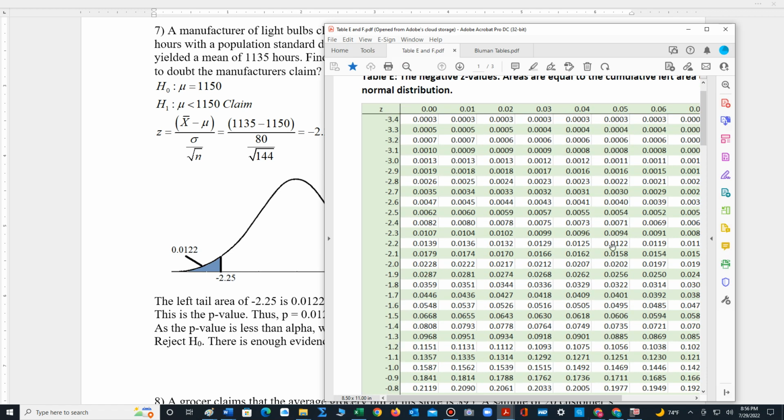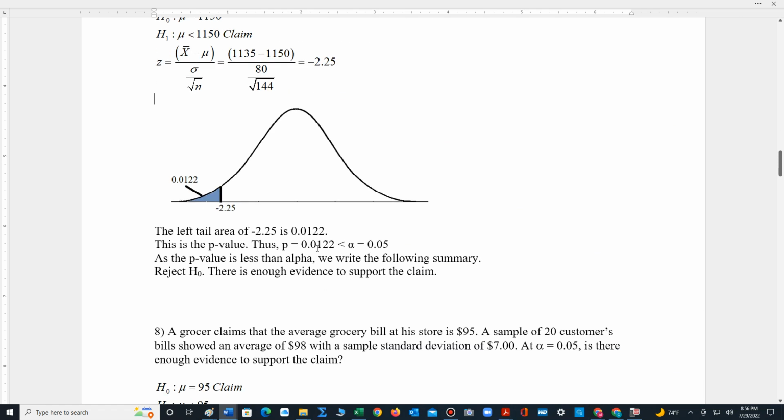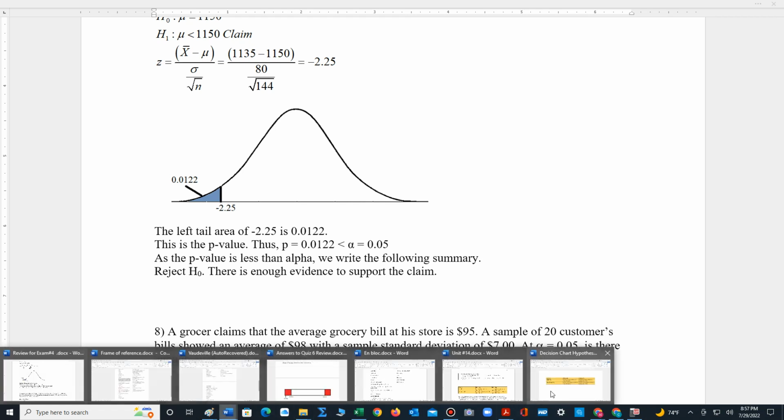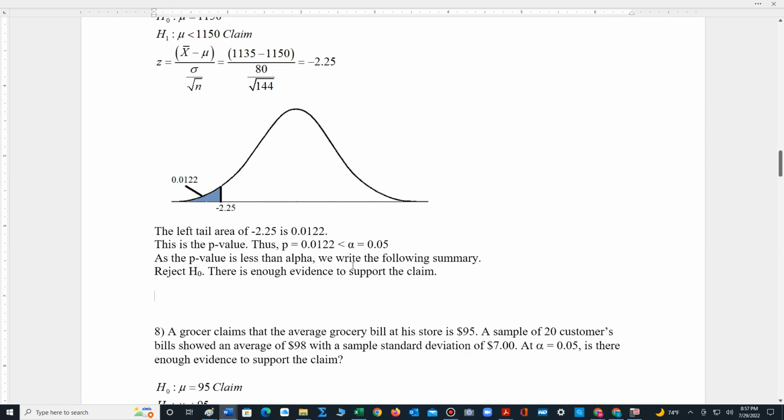Negative 2.25 is 0.0122. So that's this area. Since it's a one-tail test, that's our p-value. The p-value is 0.0122. It's less than alpha. Alpha is 0.05, so we reject H naught. And then let's look at the summary chart to review how we summarize. In this case, the claim is H1, and we rejected H naught, so we put there is enough evidence to support the claim.